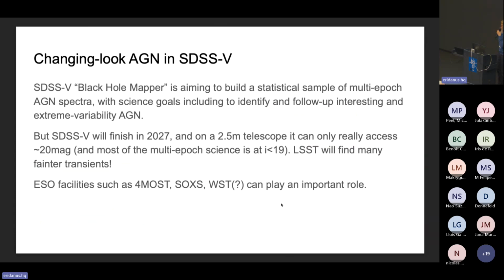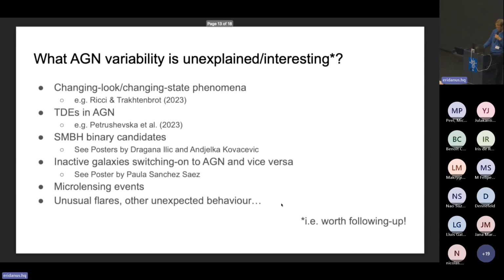There will be talks on all of these things later in the week, and also look at Franz Bauer's poster on changing-look AGN if you're interested in FORS. So coming back to the big picture, we've got all of these possible interesting things that might be worth following up. How do we actually identify them? How do we go from an LSST light curve or an LSST alert to a spectral target?